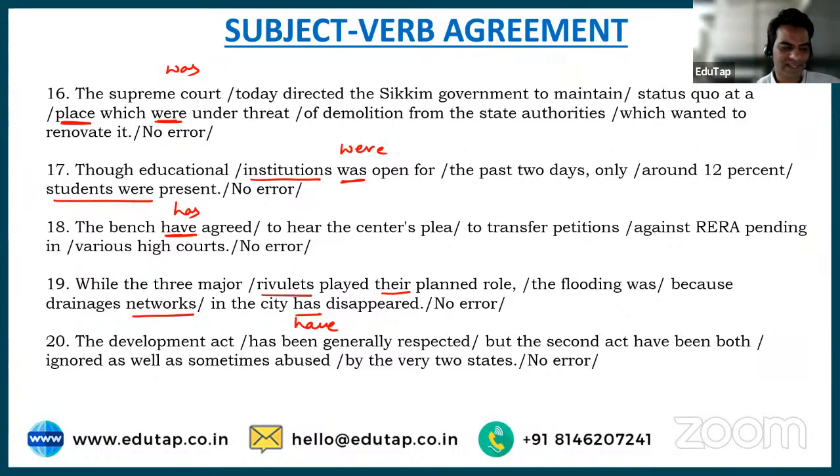See, that's how you look at the sentences and find out the mistake. The Development Act has, this is absolutely correct according to Act, right? Then moving further, has been generally respected, but now the next clause begins. The Second Act, now this is singular here, so we should have used has in place of have here. But the Second Act has been both ignored as well as sometimes abused by the very two states. So guys, I hope you have understood what subject verb agreement means, how to figure out, how to understand the questions, how to figure out the verbs.